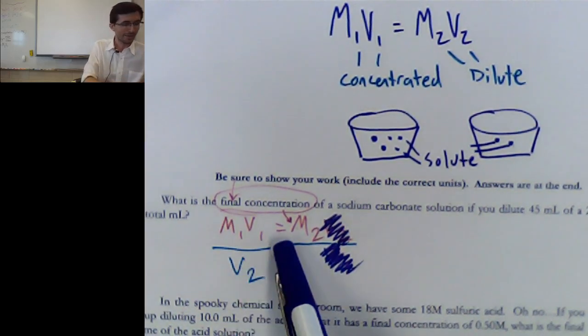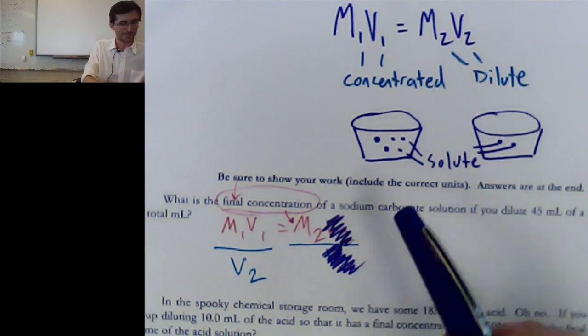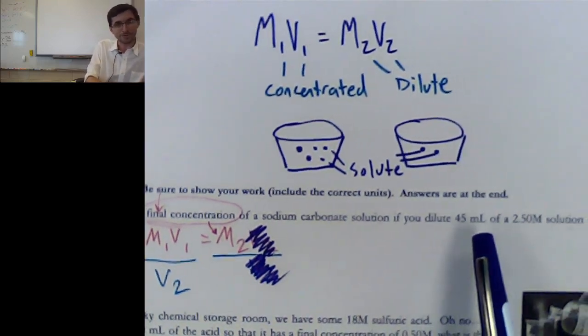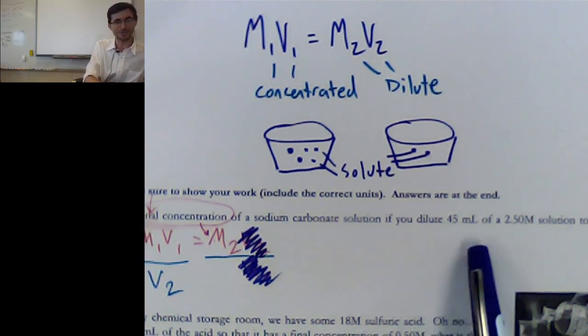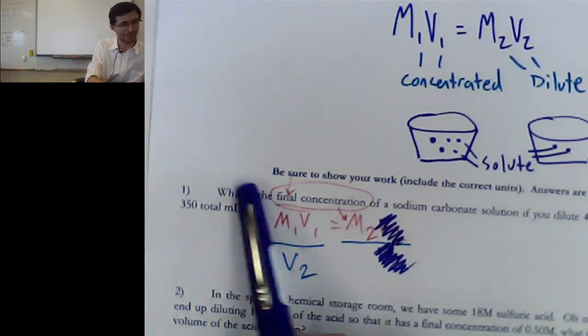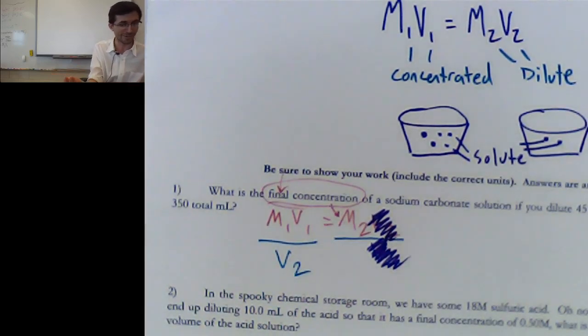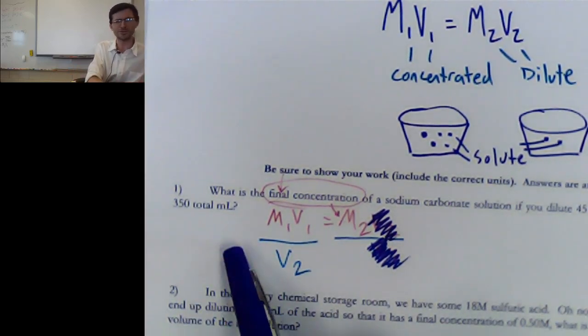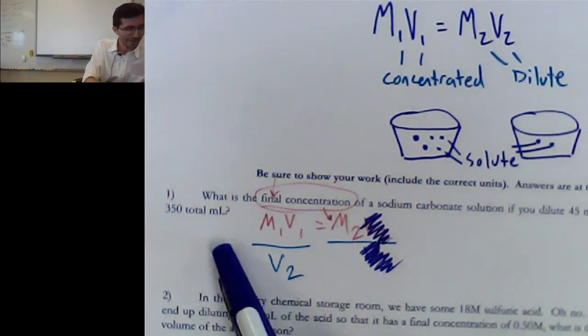Again, in the dilution process, all you're doing is adding water. So you're starting with 45 mL of this solution, and you're adding some water to it until the final volume is 350 total milliliters. You've all added water to stuff. It dilutes it. If your coffee's too strong, you add cream to it, it dilutes it a little bit. It's not as strong.